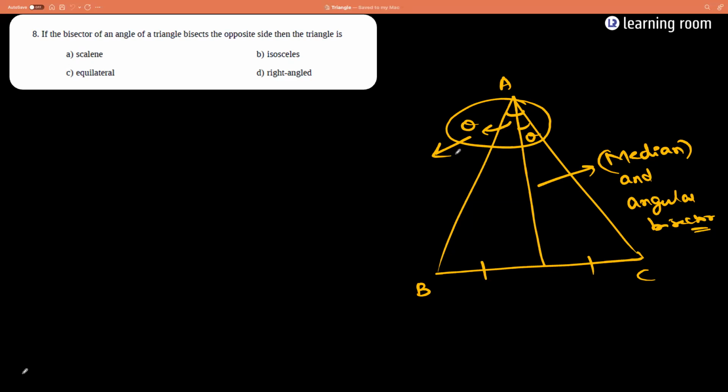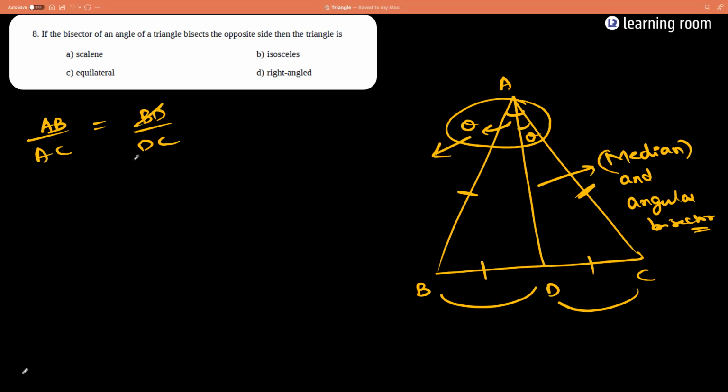See, this concept will not come, don't worry. There is an angle bisector theorem which states that AB by AC is equal to BD by DC. Do you remember this? This is from your 9th standard. Yes. AB by AC is equal to BD divided by DC. Right?